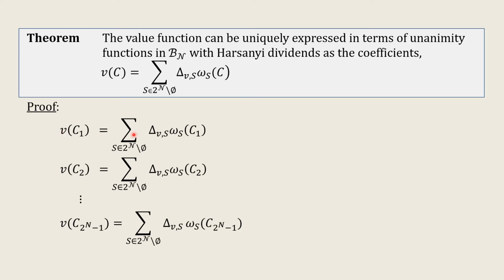So we have 2 to the n minus 1 possible deltas, variables, and that many number of equations. Since the number of variables is equal to the number of equations, here linear expressions, therefore we can obtain unique solutions for the deltas, whence each V of C is uniquely expressed as the summation over all S's delta S omega S of C.